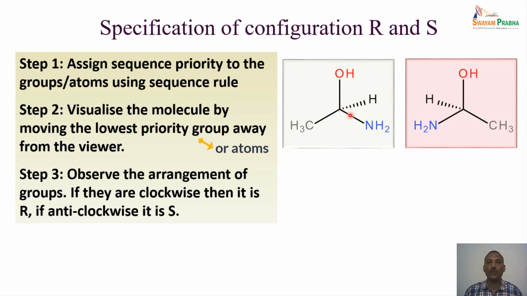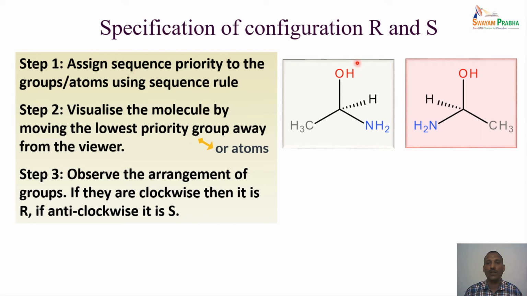So to compare these two things, people have started using RS nomenclature. Here we have certain rules which we have to follow. This is also called the Cahn-Ingold-Prelog system, or CIP rules. In this particular case, step 1 is to assign sequence priority to the groups or atoms using a sequence rule. In the sequence rule, what we generally use is that higher atomic number gets the highest priority in numbering.